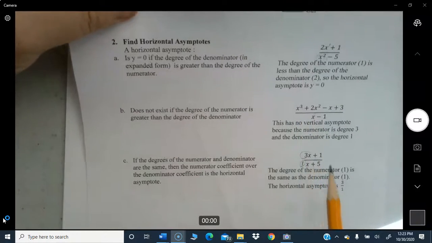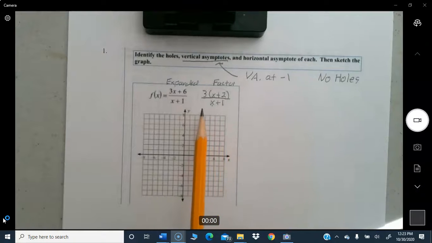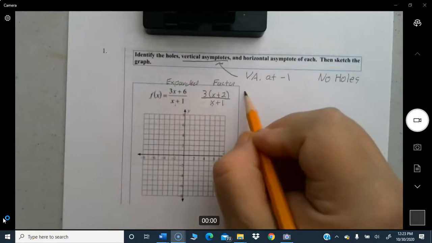Okay, so we look at this one, and now you have to go back to expanded form to find the horizontal asymptote.